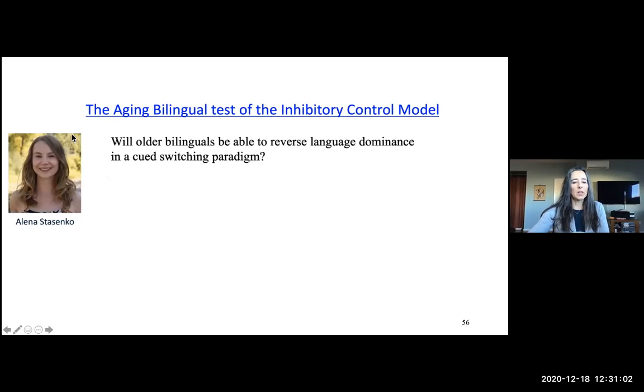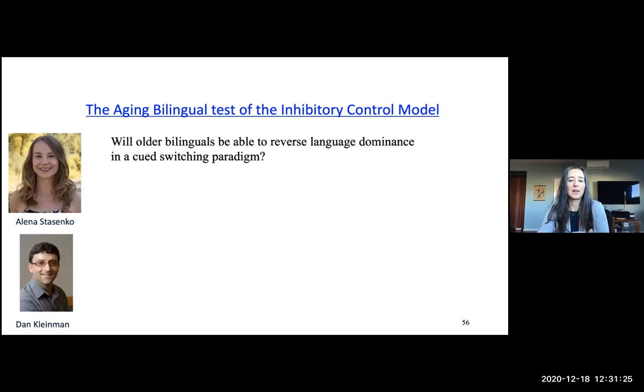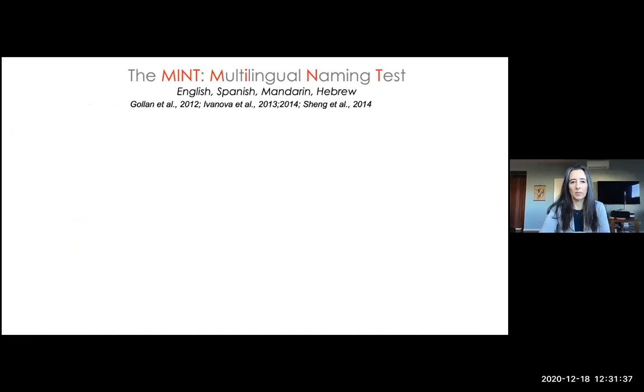More recently, my graduate student recently got her PhD with this as part of her project. She asked, because in that earlier study that I showed you with voluntary switching, older bilinguals did show reversed language dominance, will older bilinguals be able to reverse dominance in a cued switching paradigm? And we brought Dan Kleinman along to make the study run as smoothly as it could, and to keep in mind the study that I just showed you, to do it in a similar way.